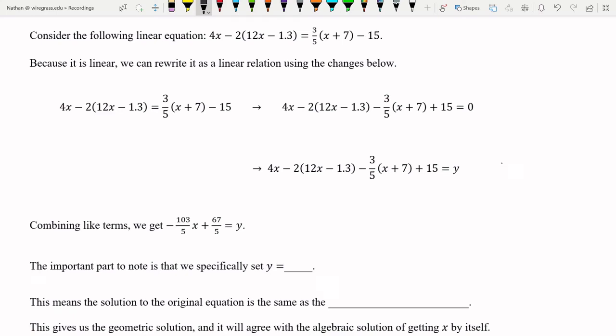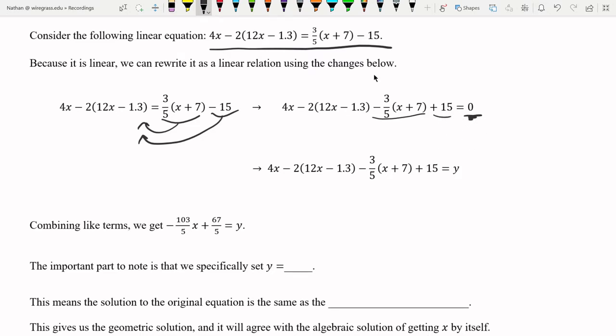Okay, let's look at this linear equation. This is definitely a linear equation. You can test that yourself. And I'm going to make the following changes below. First off, I'm going to move this to the left-hand side as well as the 15. So we get minus 3/5 x plus 7 and plus 15 equals 0.